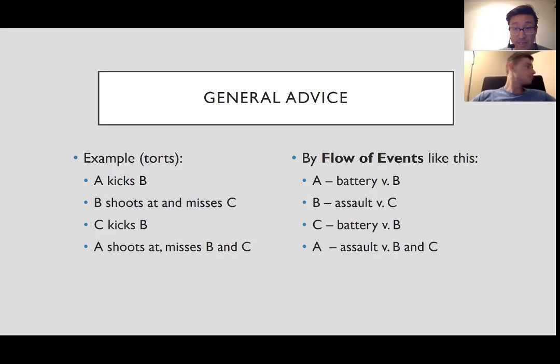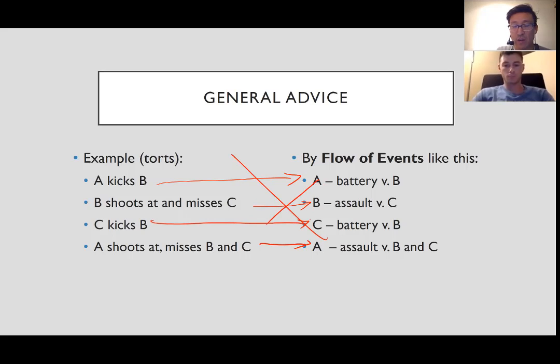By contrast, the pen shows the simplicity of this because A kicks B, oh, look here, A's battery versus B. B shoots at and misses C, oh, that's where I expected to see it, and it's straight across. There's no crossing here. It's just straight arrows. And I made a horrible blur out of my little drawing here.